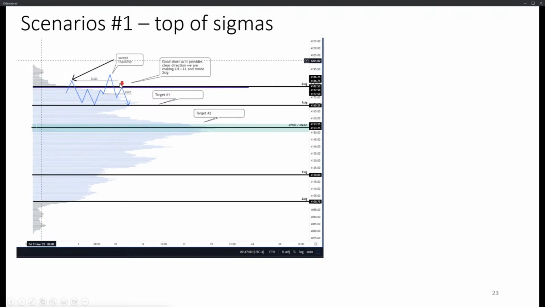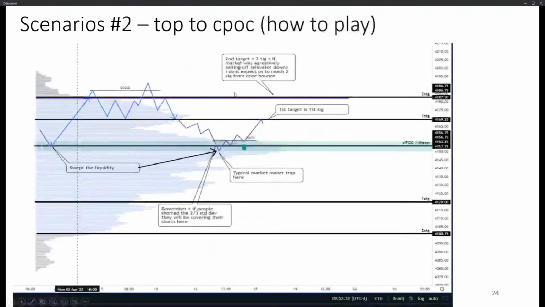But does everybody understand this short setup? If this is what you trade between the 2 sig and first sig, that's a good setup. The same setup would be available for the first sig. If they come here, what about this? Does everybody understand this? Just read it all and let me know.